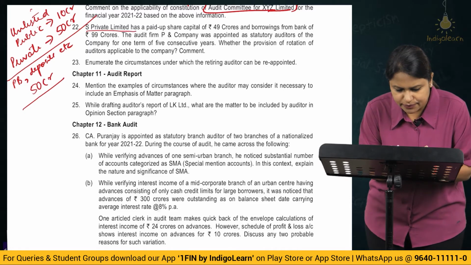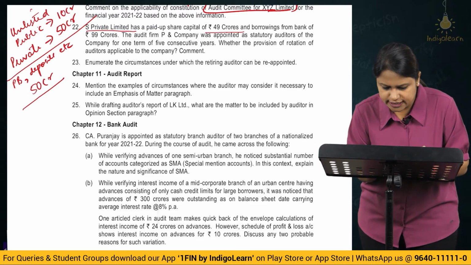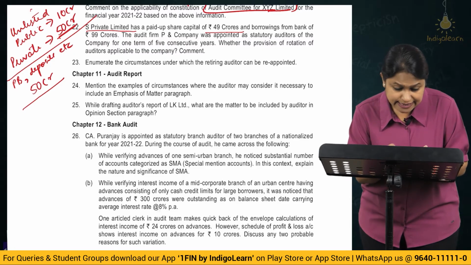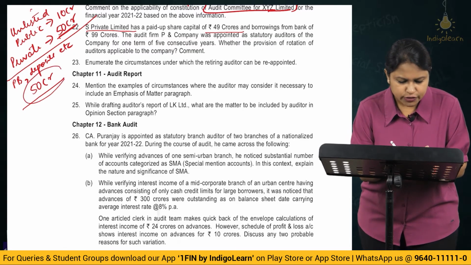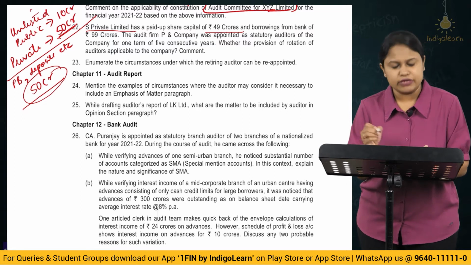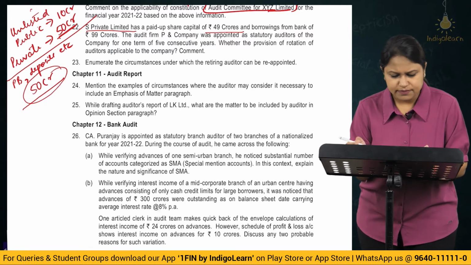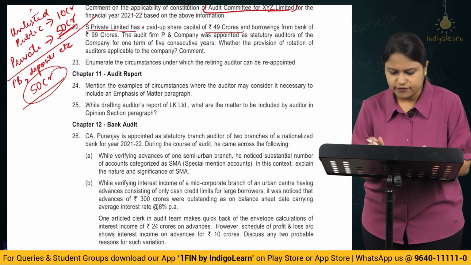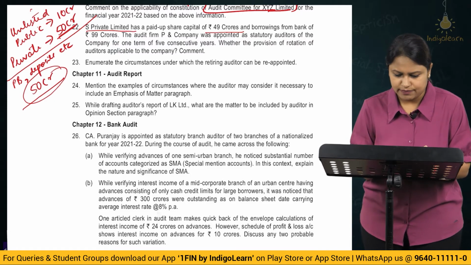Okay. So now let's see which category this company is falling in. First of all, it's a private company, but the paid up capital is 49 crore, so obviously it is not falling in here. And the borrowing from the bank is 99 crore. So because the borrowings are crossing 50 crore, rotation of auditor will become applicable. And here what the company has done is correct. So they can appoint a firm for one term of 5 years because the provisions of rotation are applicable.